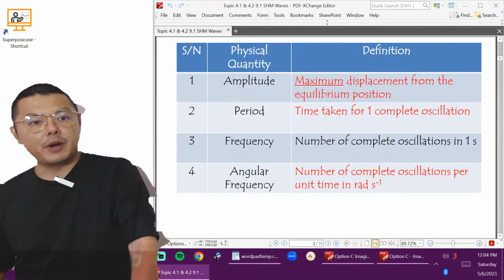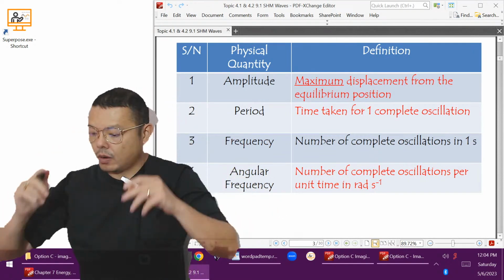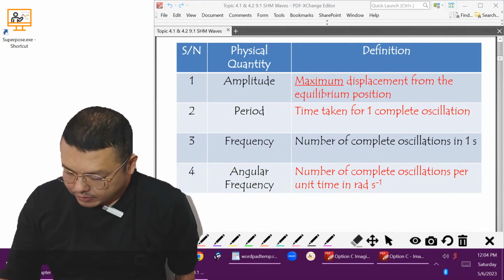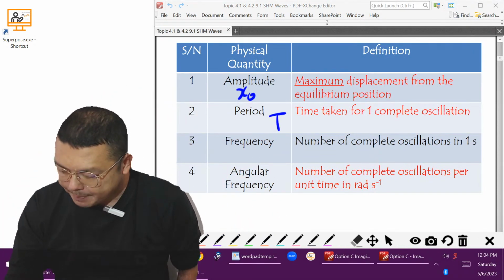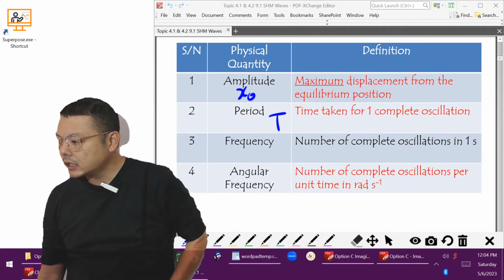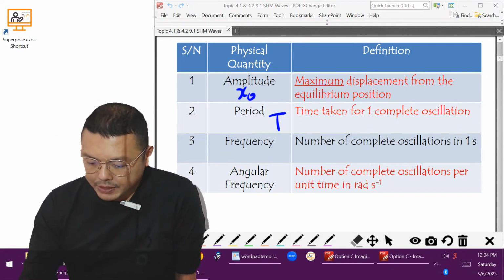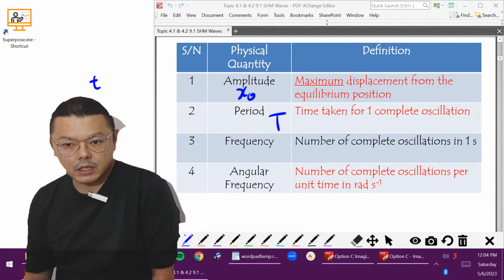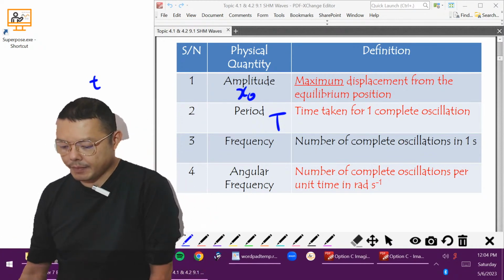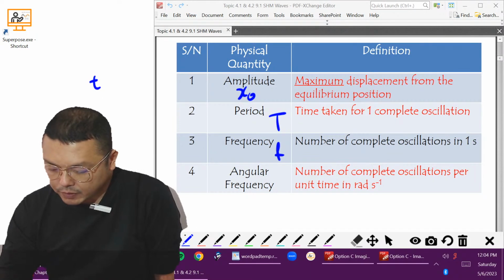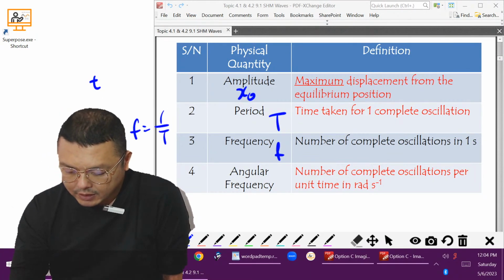Okay? Period, what's period? Period is the time taken for one complete oscillation. So for amplitude, please write down the symbol x naught. Period is capital T. Don't go and write small t. Period is big T. So what's small t? Time. Small t is just time. Frequency is f. The relationship between frequency and period is f equals 1 over T.